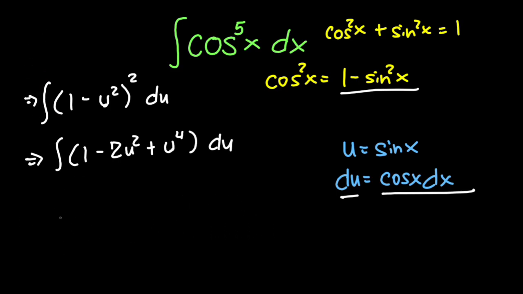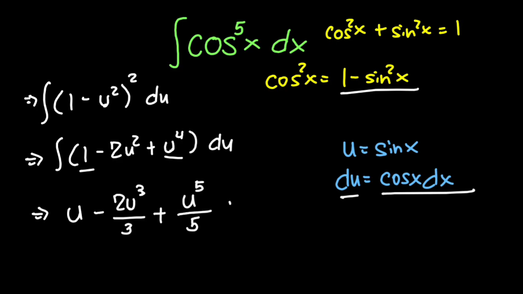Now that we have this, we can integrate this one by one. The integral of 1 du is simply u. The integral of 2u squared du would be equal to 2u to the power of 3 over 3. And the integral of u to the power 4 du is u to the power of 5 over 5. And don't forget to add the constant of integration.